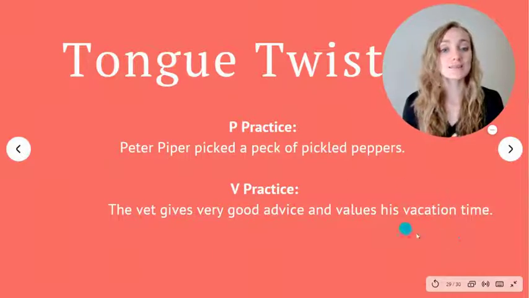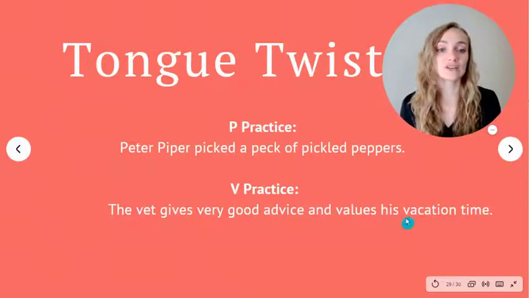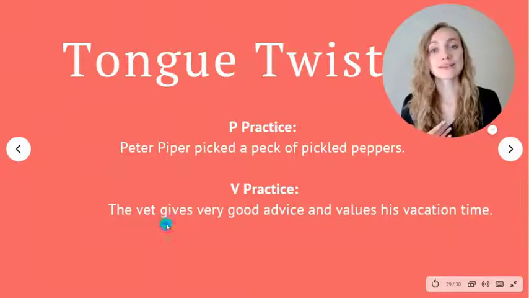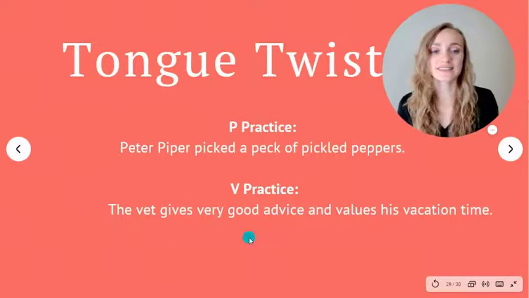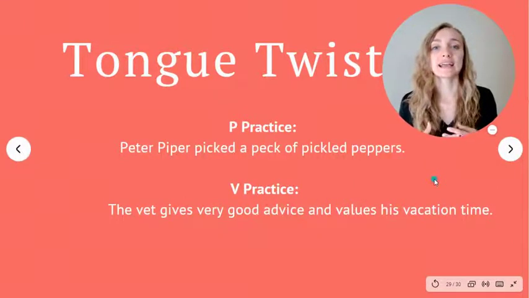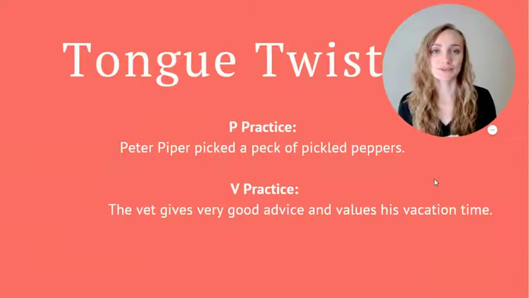So here we have V's at the beginning of the word, like vacation or values. We have it in the middle of the word, like with advice, or at the end of the word, like with give, or gives in this case. Okay, so these are some great tongue twisters to practice, and in your PDFs, you'll find these.